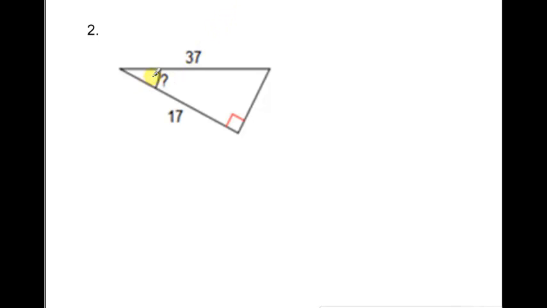Number 2, let's do this. Here's our angle. So this is our angle of perspective, the one we want to figure out. And opposite we don't care about. We have adjacent and hypotenuse. All right, so we've got the A and the H. That's a cosine ratio. So let's set this up.